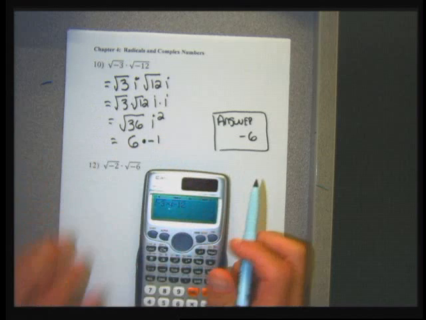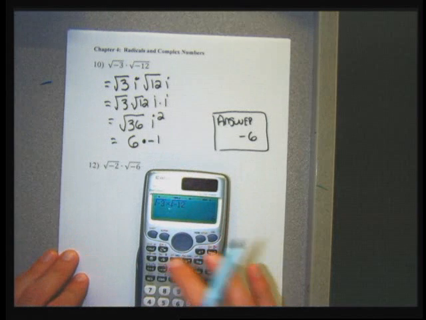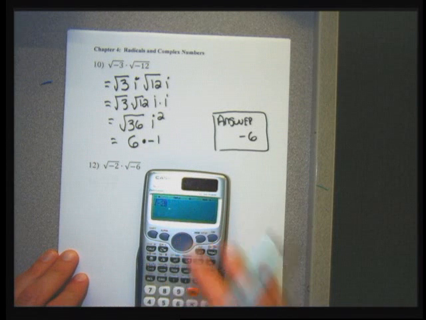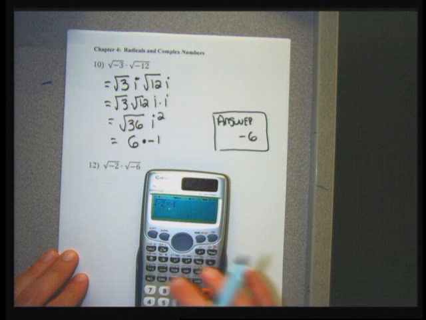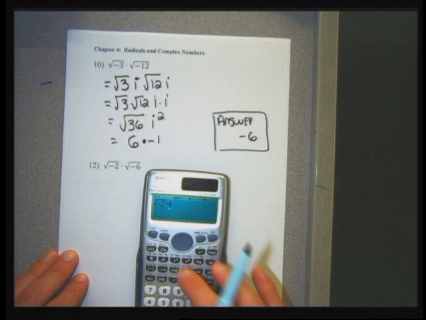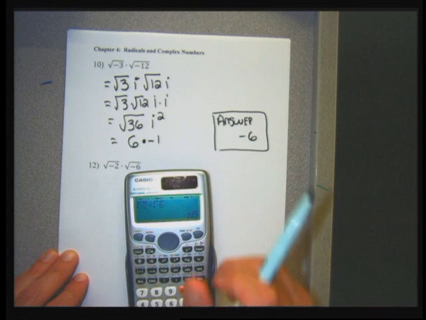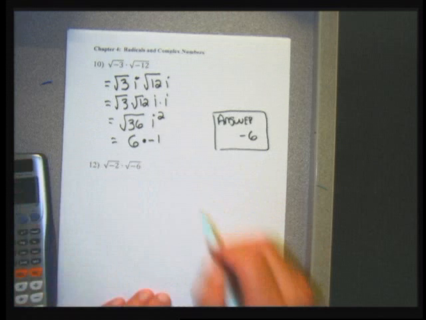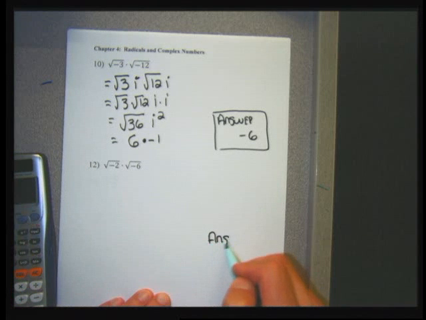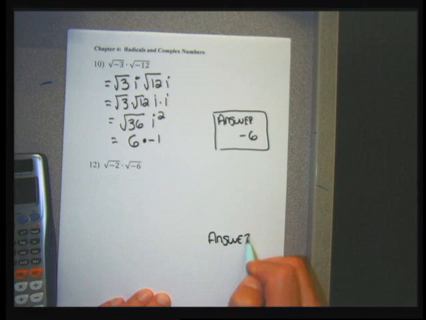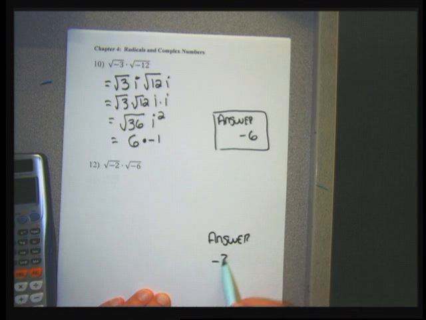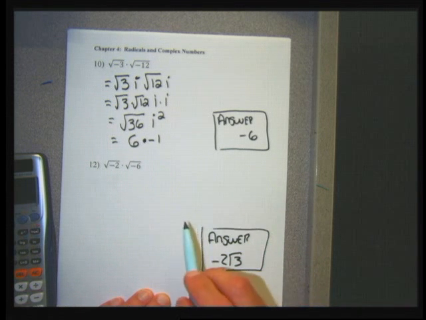12, I'll break my calculator out to do, so 12 is square root of negative 2 times square root of negative 6, and I get negative 2 square root of 3 for the answer that I'm trying to get. So on a test, I would make sure, even if I'm doing these by hand, to check on the calculator because they're easy to enter on your calculator.